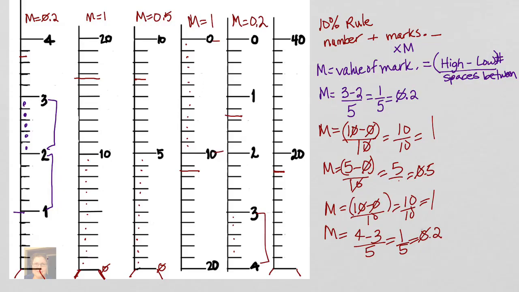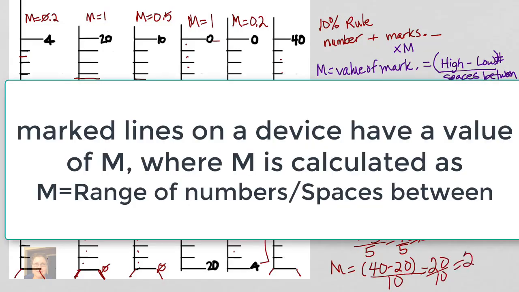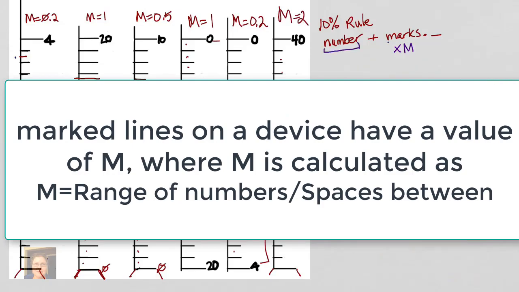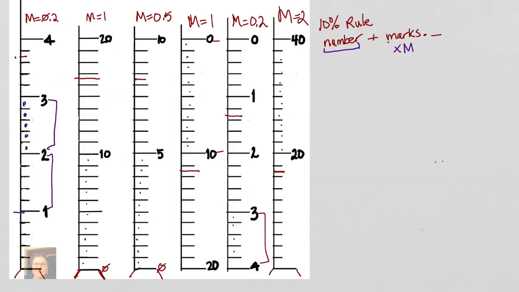And the last one, choosing a range of two numbers, between 40 and 20, for instance, there are 1, 2, 3, 4, 5, 6, 7, 8, 9, 10 spaces. So 20 over 10 gives me a marked value of 2. So now we're ready to make some measurements.